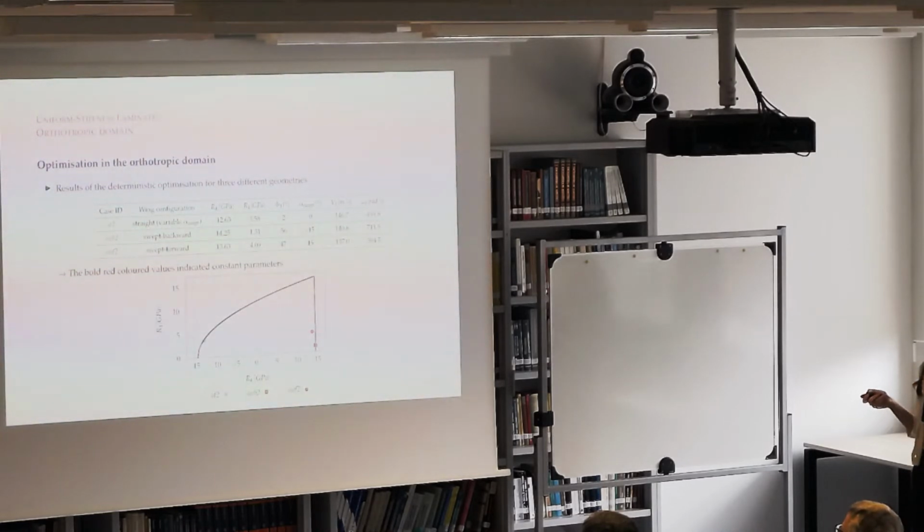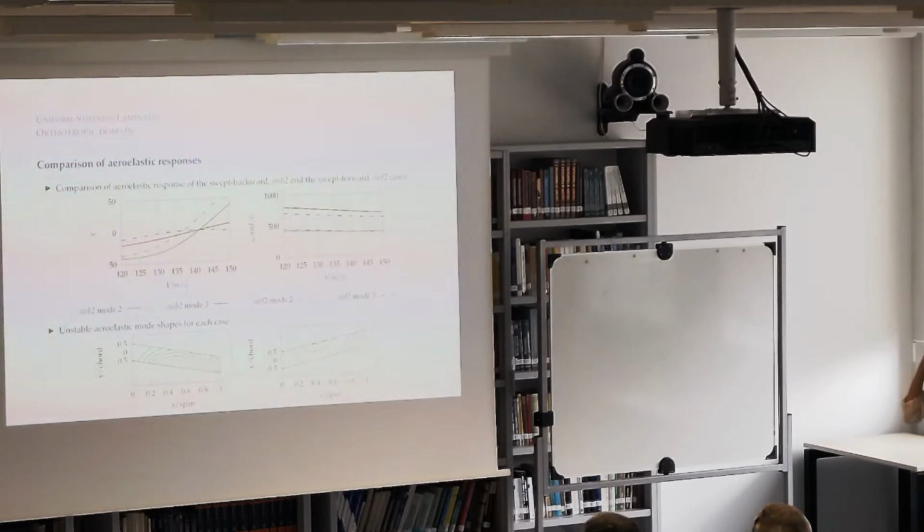Here we place our 3 optimal cases over the orthotropic domain based on their anisotropic moduli. We can see that our straight case is on the angle ply curve, our swept backward wing is placed over the cross ply border, and our swept forward wing is not far from the cross ply border, but it's not totally matched.